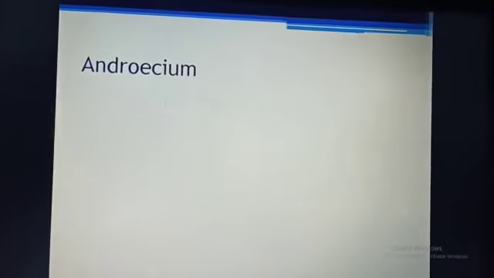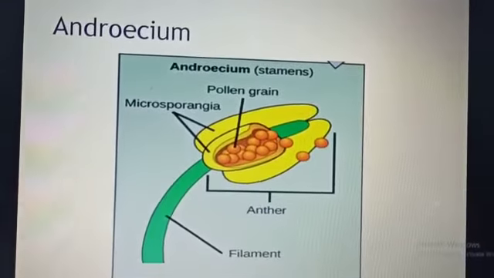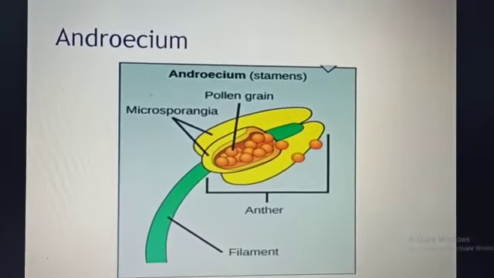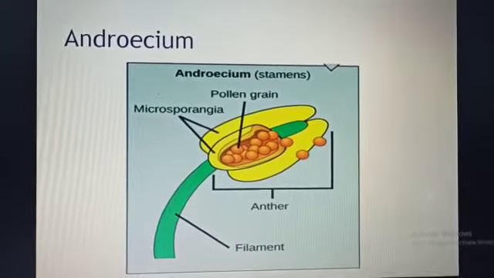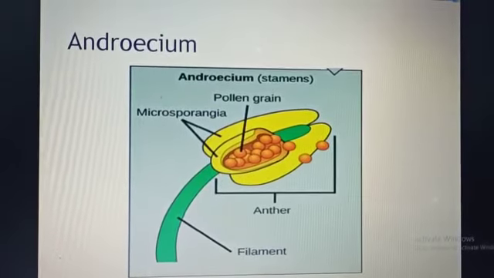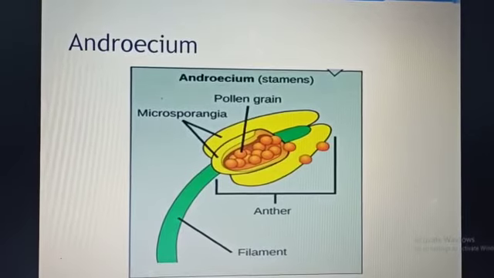You will see in this diagram that there are two parts of androecium, the anther and filament. In the anther there are present pollen grains, or we can say microsporangia, which contain male gametes.